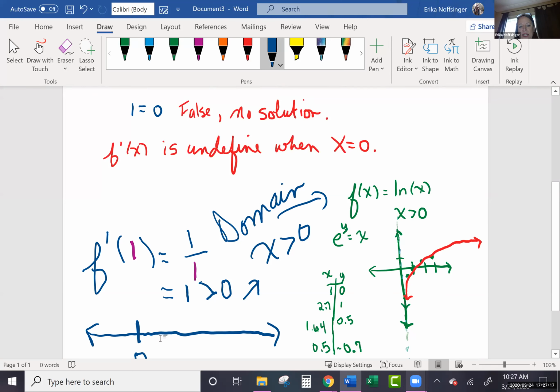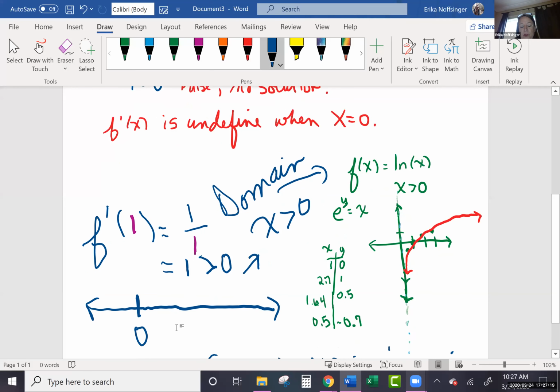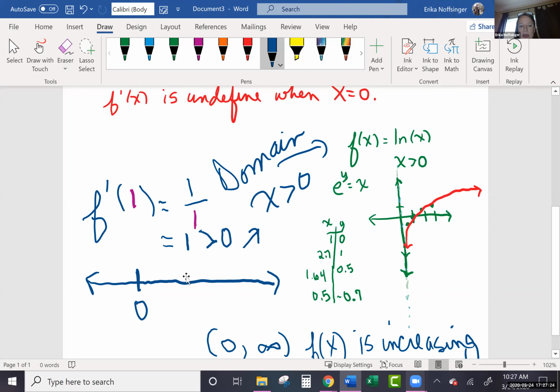We needed to plug in a number, usually on the left and the right of the critical number. But I only chose the right because I know x less than 0 is not part of my domain, so it's not going to be either increasing or decreasing there. We chose any number bigger than 0, and we happened to choose 1. If you plug 1 back into the derivative, you get back 1, which is a positive number.